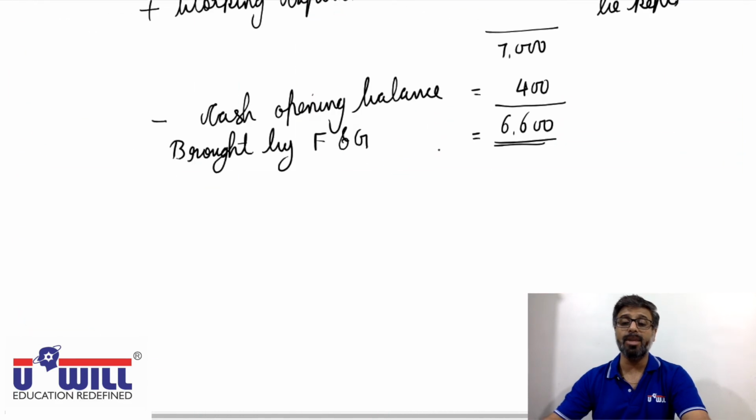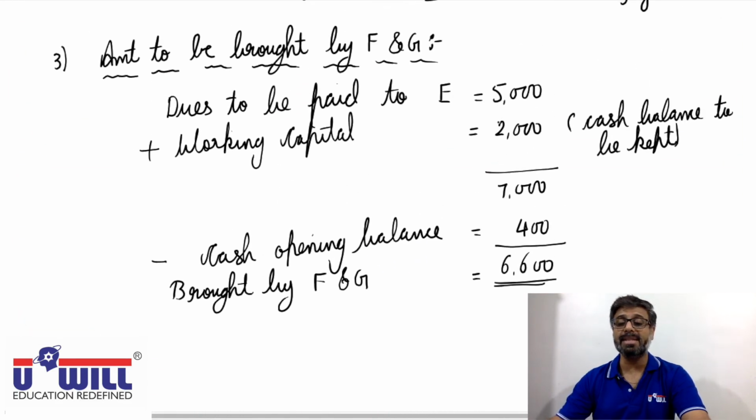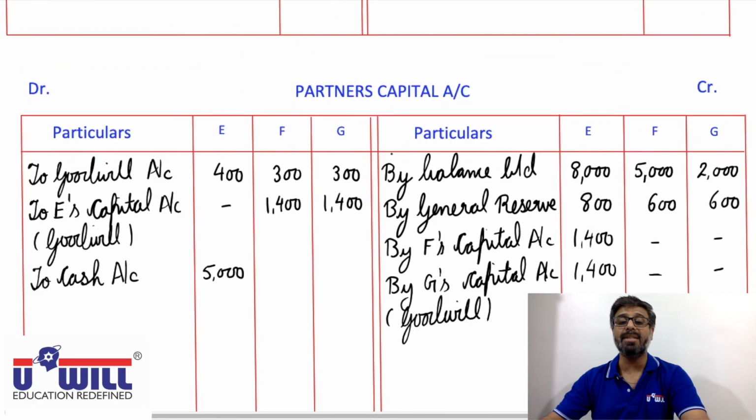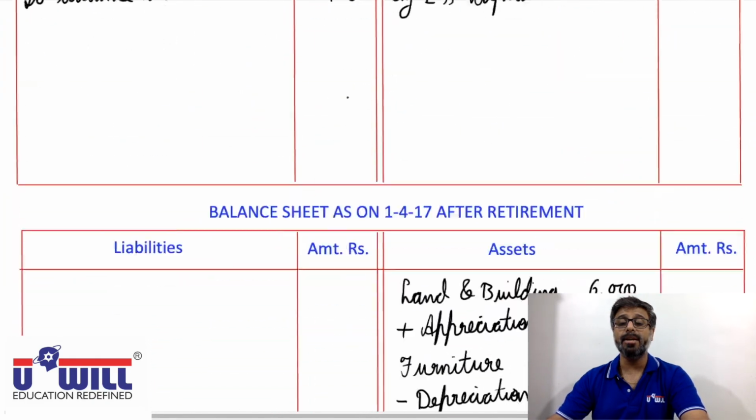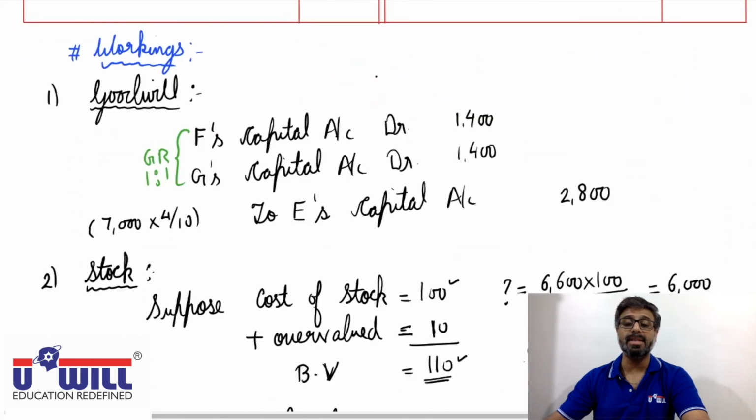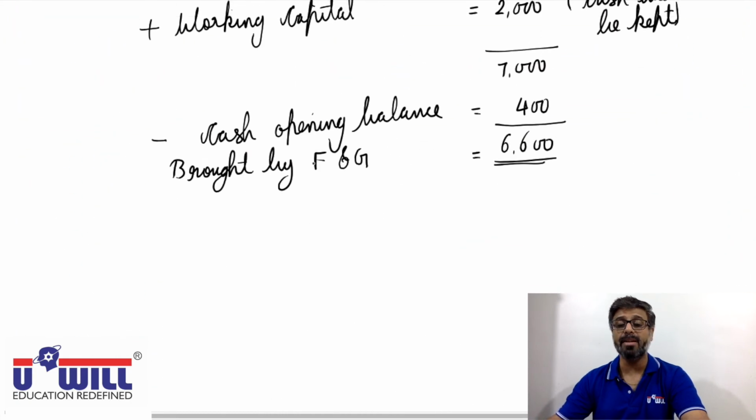5,000 we have to pay to E. 2,000 should remain as cash balance working capital, so we require 7,000 in the business. But only 400 rupees is there as opening balance of cash. Okay, only 400 is there as cash balance already. So remaining 6,600 is the necessary cash to be brought by F and G.